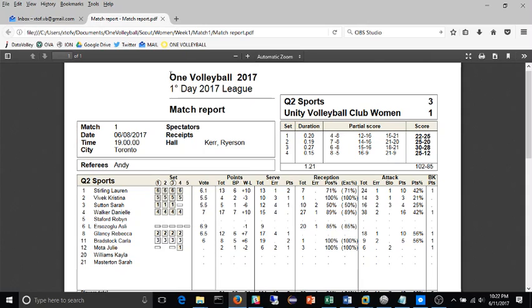The top information is just the name of the game, the day, some information about the time. Nothing we can really analyze about it, but just to make sure that we are looking at the right game. Top right hand corner, we got the name of the two teams, the end result, and below that some information about the number of sets, the duration of each set, the partial score and the end score of each set.